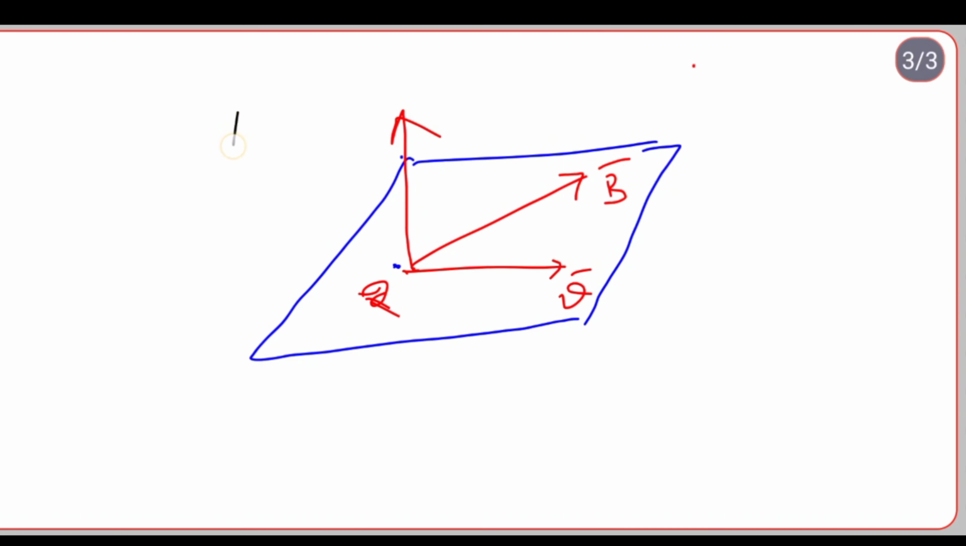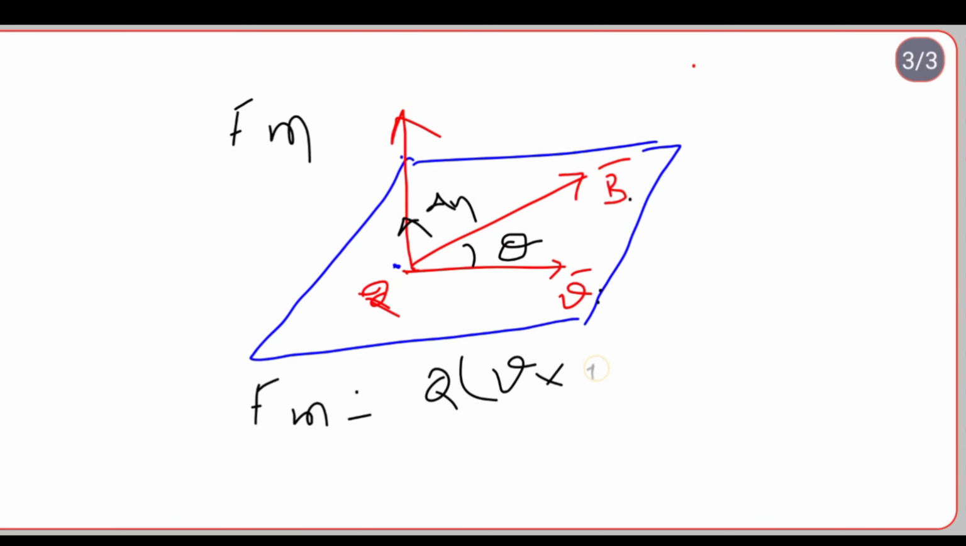Fm is the force at right angle to the both. An is the unit vector for this force. Assume that it is the theta, the product of v and B and the sine of the angle between B and v. That is Fm equal to q into v cross B. We can write like this.